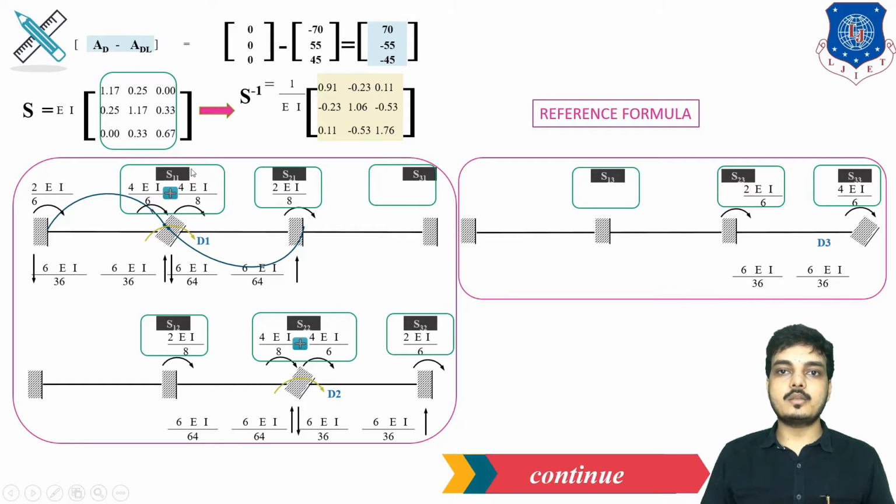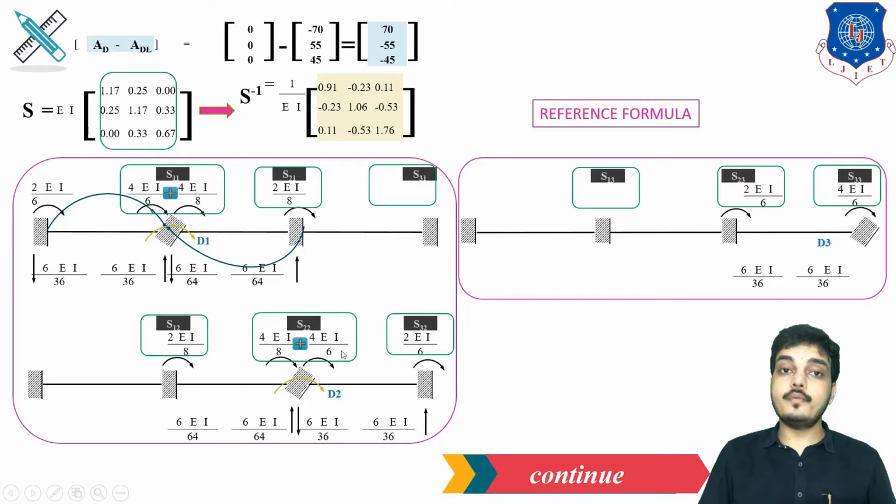This is my S11. For S21 it is 2 by 8, so here I have placed 0.25. For S31 there is no value, so I apply 0. Next, for the second column, use the second figure, where D2 has been applied. You can see that at S12 my value is 2 upon 8, so placing this value 0.25.